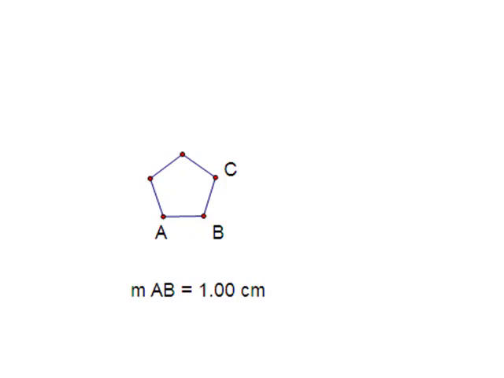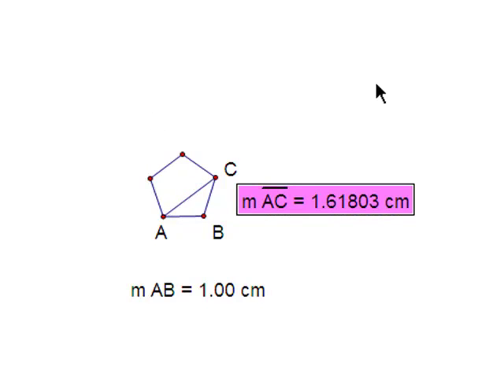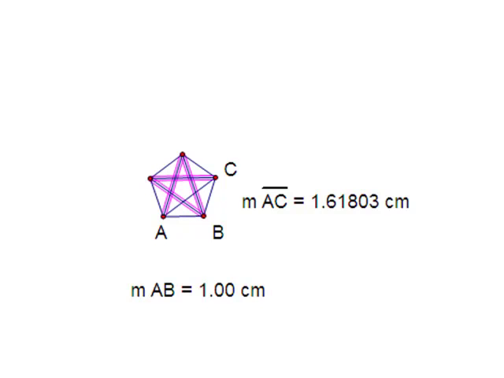Now, let's look at this regular pentagon here. It has sides of length 1. The segment AC, or any diagonal for that matter, has a length that is equal to the golden ratio. Moreover, if we connect the vertices of the pentagon, we get this beautiful star here.